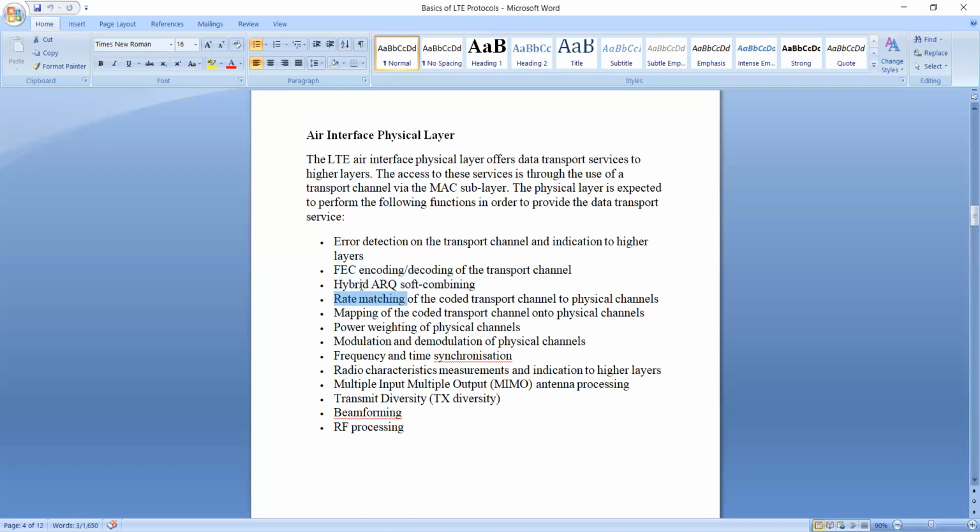These terminologies may be new for you. We will discuss them in detail in later classes. So just write one point: rate matching, modulation and demodulation, frequency and time synchronization, and MIMO, RF processing.